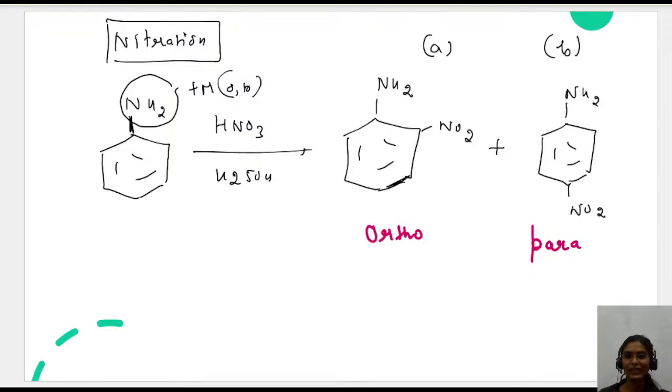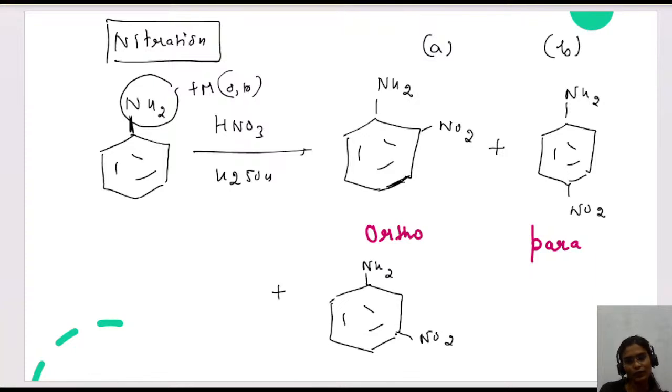You can say hydrogen bonding, but I already told you it's an exception. So something is not okay here, right? Wait, wait. There's a twist in the story. So what is the twist? NH2 and NO2. But no, it's at the meta position and it's a plus M group. How is it possible? Okay, okay, wait.